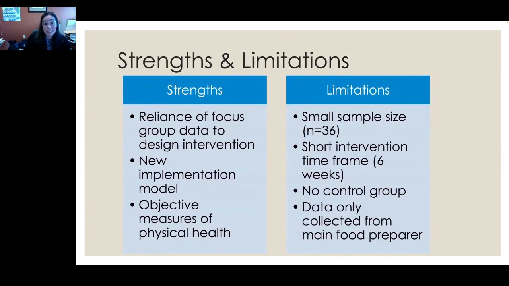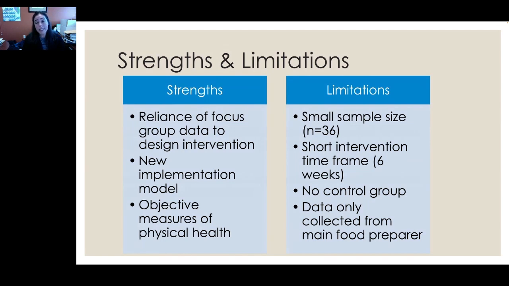Now, some strengths to the study. We did include focus groups to help develop the meal kit intervention. I really think that partnering with the culinary arts program was an innovative approach to developing the meal kits and making it available to families. And we had those objective measures of physical health.